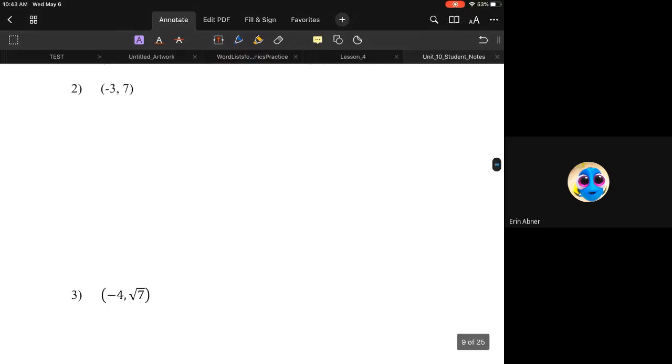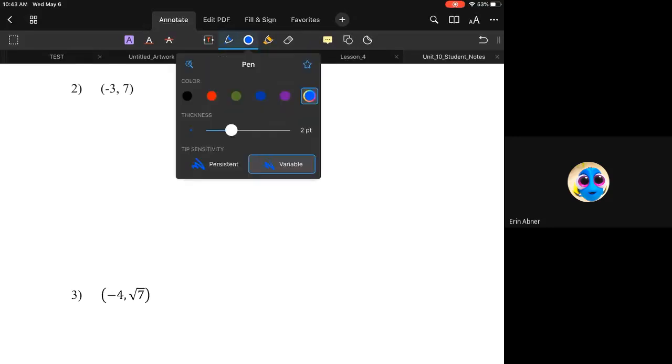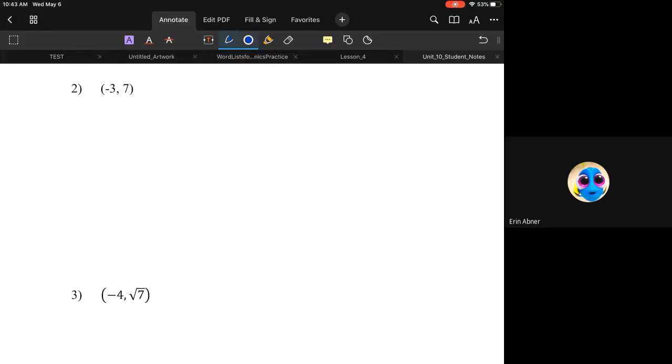So they're going to give us negative 3 and a positive 7. If we're looking at a negative 3 and a positive 7, so negative, positive, that means that I am in quadrant 2. So when I draw up my X and Y axis to find where I'm drawing my triangle, I'm going to end up over here in quadrant 2.